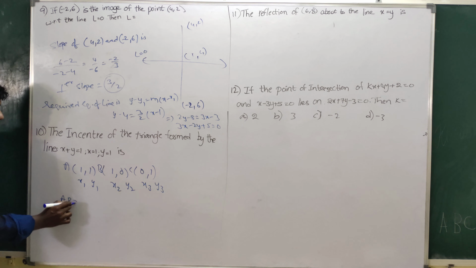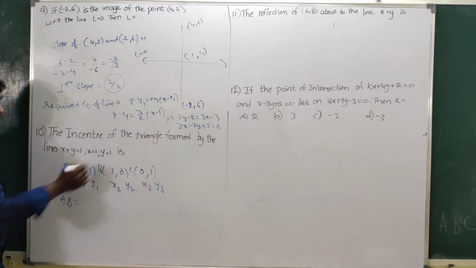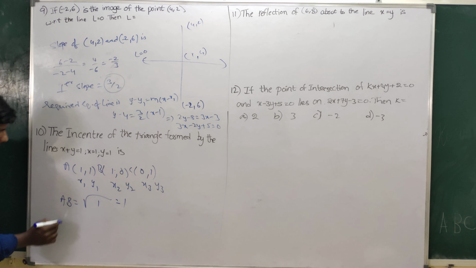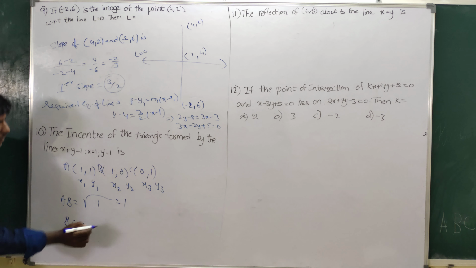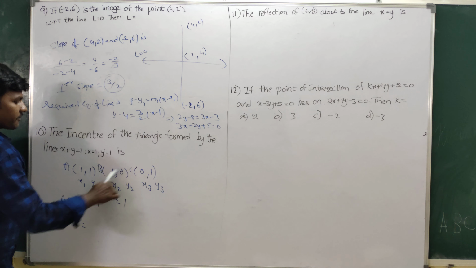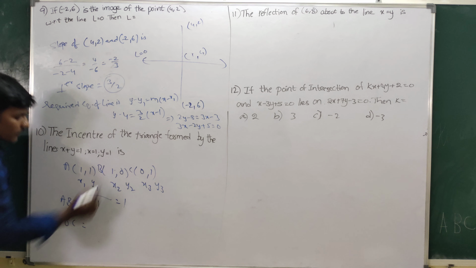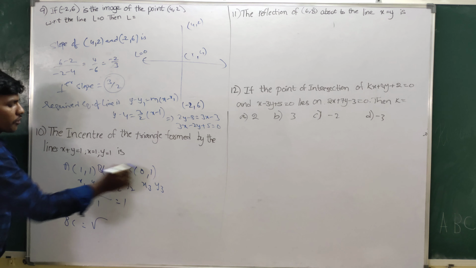AB equal to the distance between the 2 points, AB equal to root of (x2 minus x1) whole square plus (y2 minus y1) whole square. So the value is root of (1 minus 1) whole square, 0 square plus 1 square, that equal to 1. Same as BC, the distance between these 2 points, root of (0 minus 1) whole square plus (1 minus 0) whole square, equal to root 2. AC is equal to the distance between 0 comma 1 and 1 comma 1, that equal to 1.